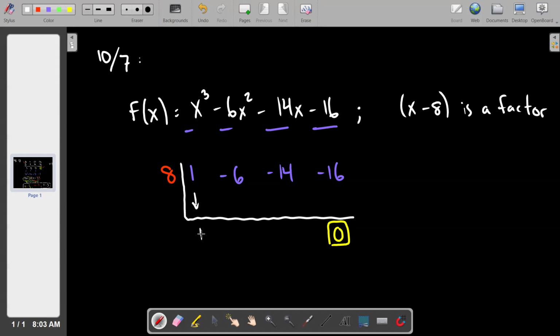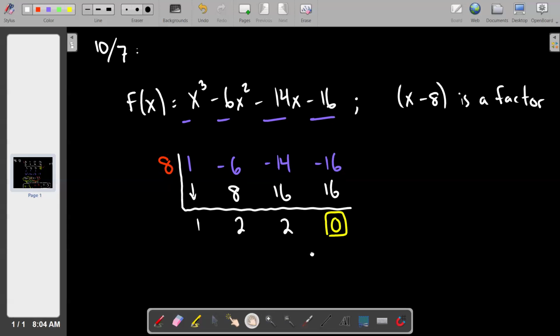So drop the 1 and then begin the algorithm. 8 times 1 is 8. -6 plus 8 is 2. 8 times 2 is 16. -14 plus 16 is, of course, +2. And 8 times 2 is +16. And voila, there's your 0. Today's lesson is not about that. Today's lesson is about this.